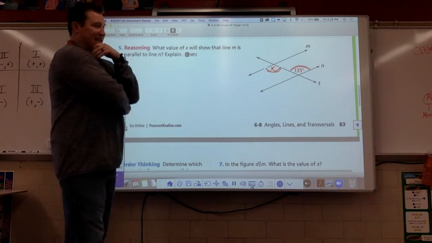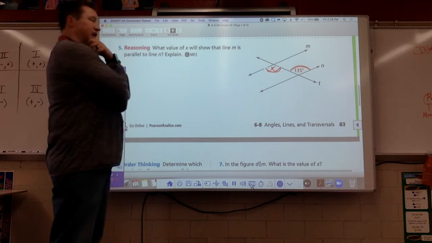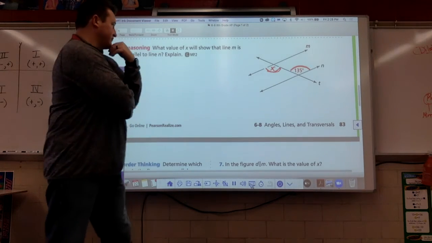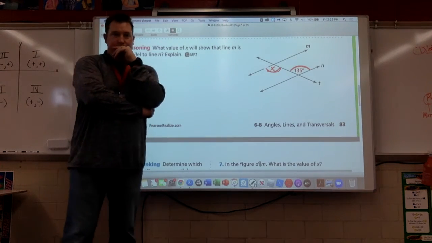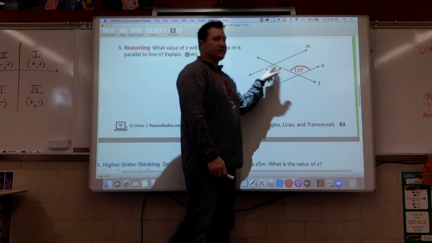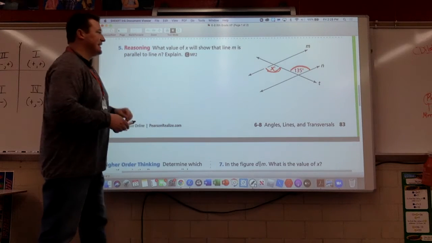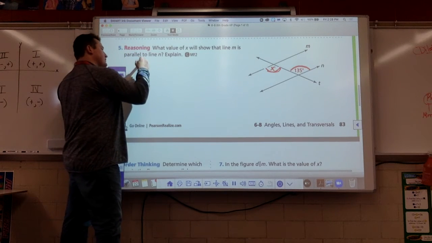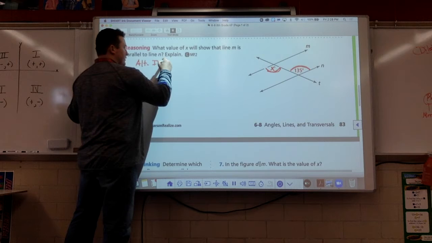Well, again, they look like interior angles. Are they on the same side? Or are they on opposite sides? Yeah, they're definitely not on the same side, right? So they're on opposite sides, so that's alternate interior angles. So I'm just going to say alternate interior.